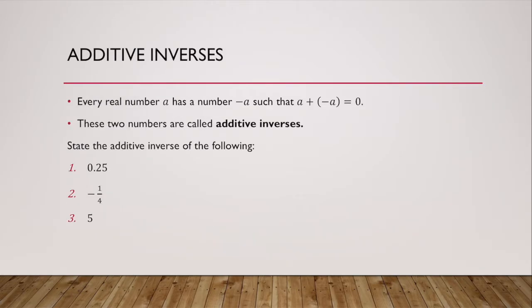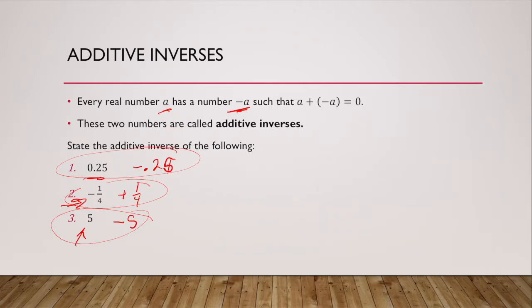Let's talk about additive inverses. Every real number has an additive inverse. So for every number a, there exists a number negative a such that a plus negative a is 0. We call these two numbers additive inverses. Any numbers that add up to 0 are inverses. Except 0, 0 doesn't have an inverse. So the additive inverse of 0.25 would be negative 0.25. The additive inverse of negative 1/4 would be positive 1/4. The additive inverse of 5 would be negative 5, because if I added these, they would add up to 0.